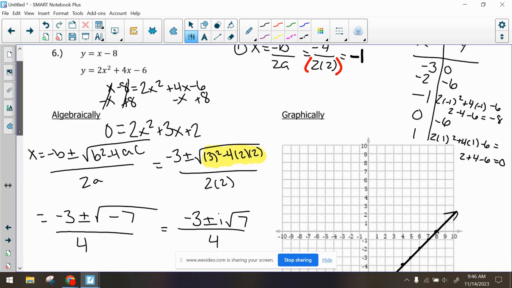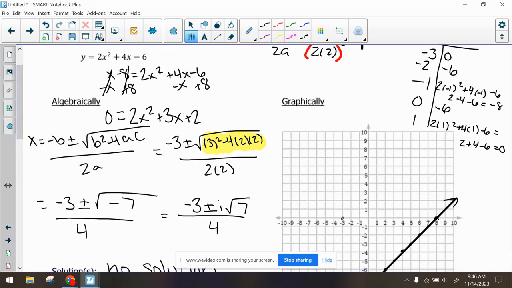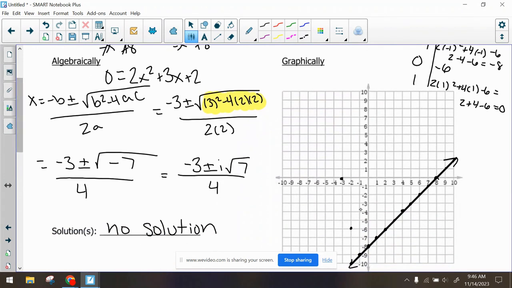So now I'm going to go back and graph those points. So -3, 0, -2, -6, -1, -8, 0, -6, and 1, 0. So we do, in fact, see no points where these graphs intersect, so it does prove that it is no solution. Let me make that a little bit straighter. All right, there we go. So no solution, those graphs do not intersect.